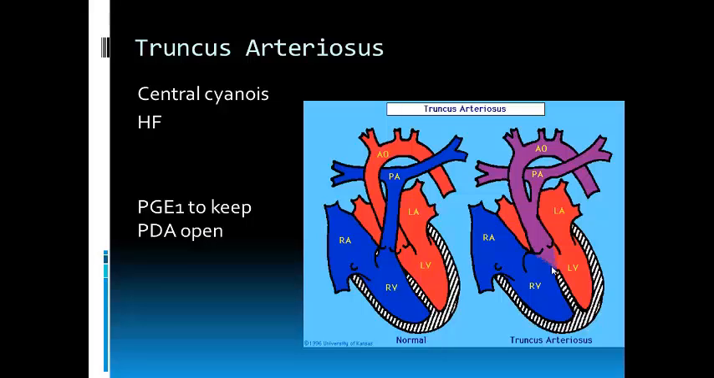The main goal is we want to prevent polycythemia from occurring with this deoxygenated blood that's going out there. For survival, we have to keep the PDA open, so that our hope is that some of that deoxygenated blood will go back to the lungs to be oxygenated and then get back out to the circulation. When the infant is old enough, they're due surgery to split the truncus arteriosus into the 2 main arteries.